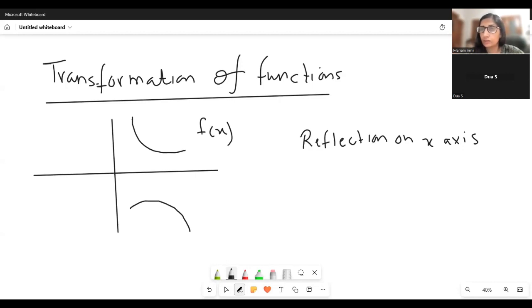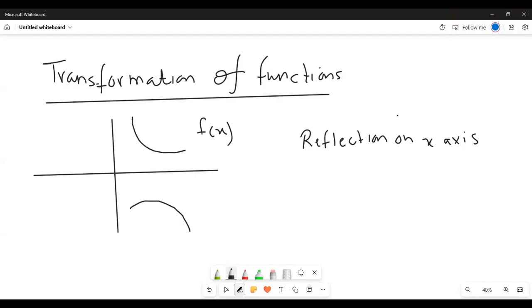Internet connection is unstable. Stop video. Okay, can you hear me?